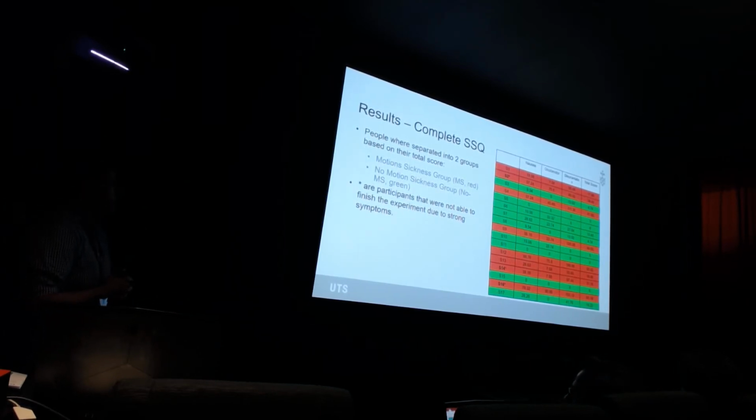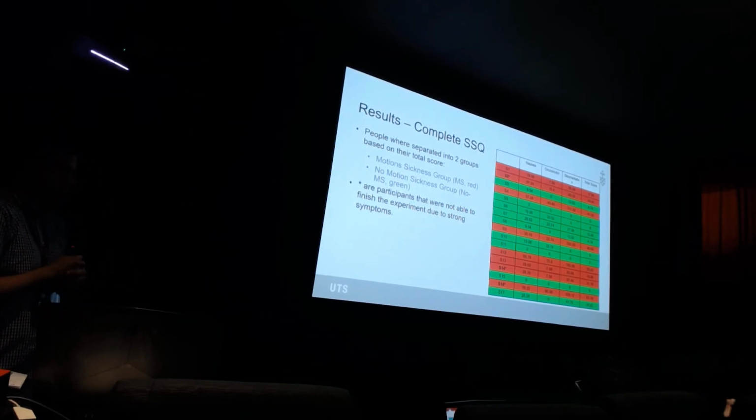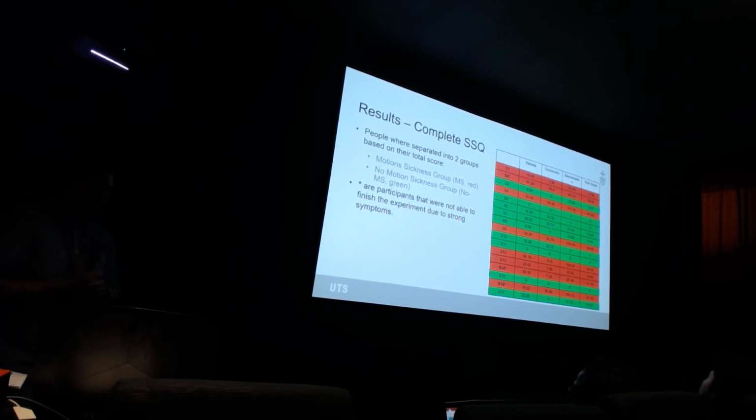You can see that from the red people, there's 3 people that had to quit the experiment early because they felt really motion sick: subjects 2, 14, and 16. 2 of them quit at level 6 of TG, and 1 quit at level 8.